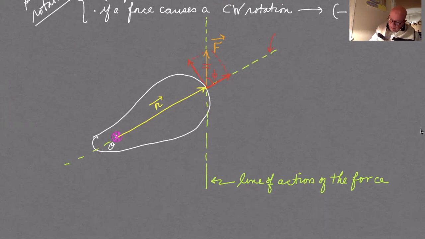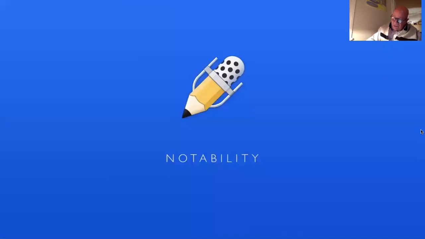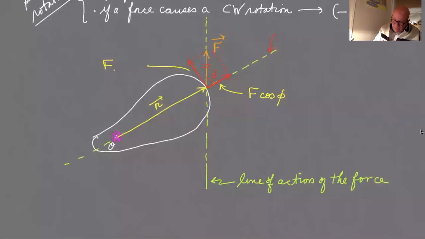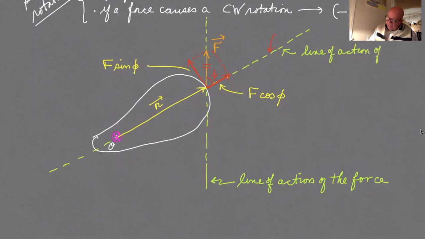So then this component is going to be F cosine of phi. This component is going to be F sine of phi, okay? And you'll notice a couple of things here, right? First of all, that F cosine of phi, and again, I drew this green dotted line here. Its line of action actually goes through the axis of rotation, right? So here's the line of action of F cosine of phi, okay?